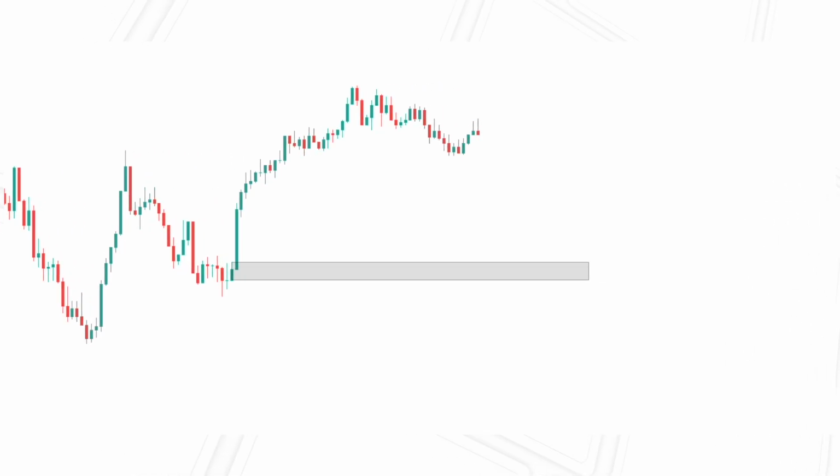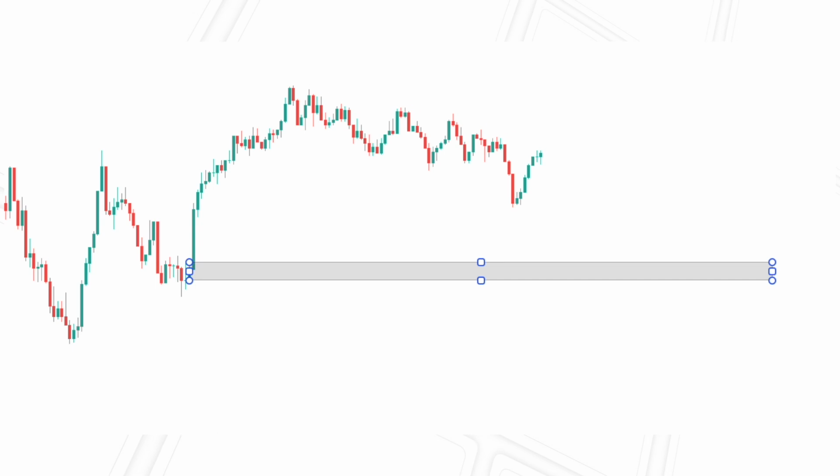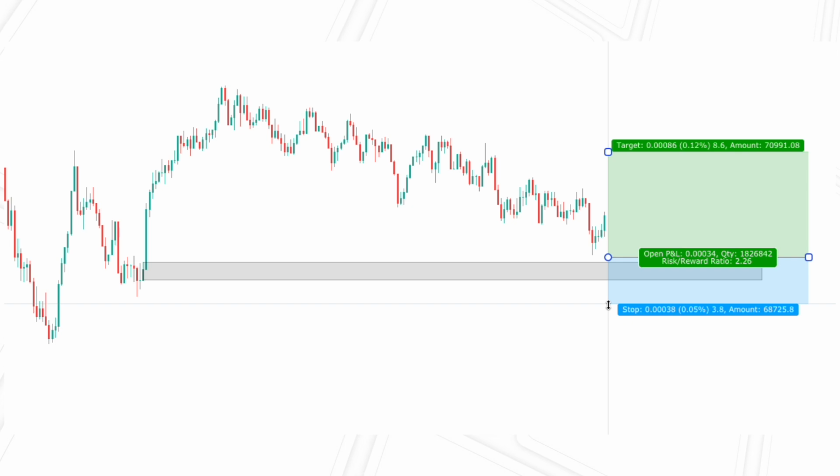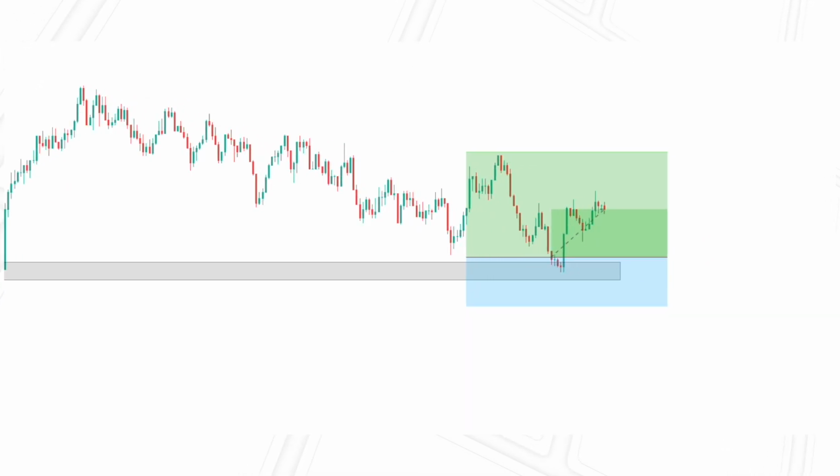They expect price to trickle up or down into that order block and then fill the rest of the positions and the liquidity that remains there, and then keep moving in that direction.